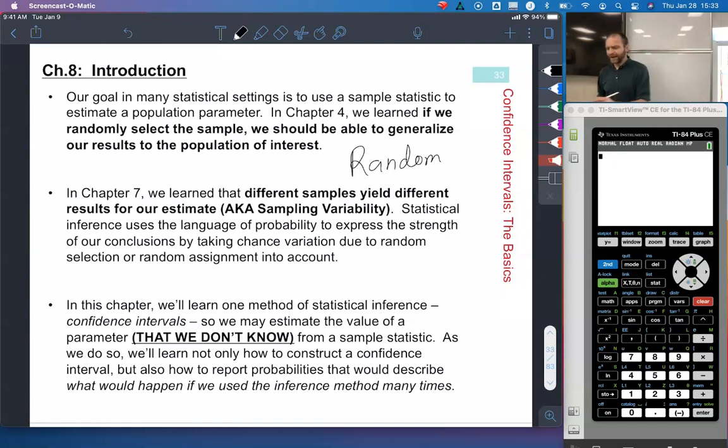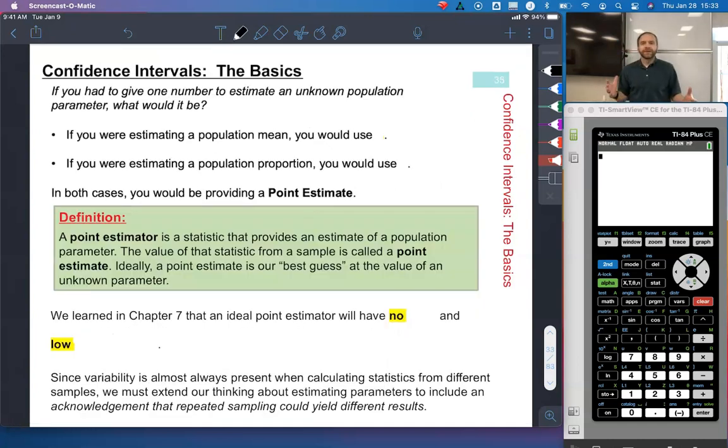Now, I really like this last one. I think there's a lot of writing there and a lot of hidden descriptions and hidden concepts that may help us later on. We don't know the parameter of interest. And even then, how to construct a confidence interval. So we can report probabilities that would describe what would happen if we did this many times. So there's certain phrases there. Hopefully, as we go through this lesson, you will understand how these are used. So let's continue on with the basics.